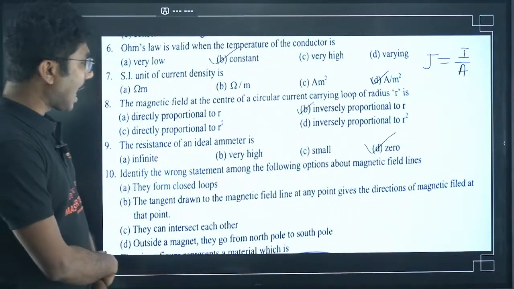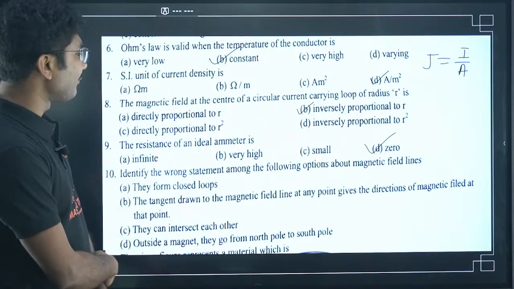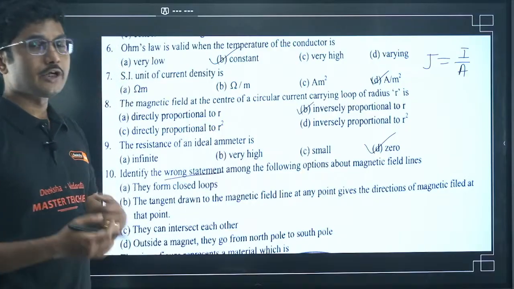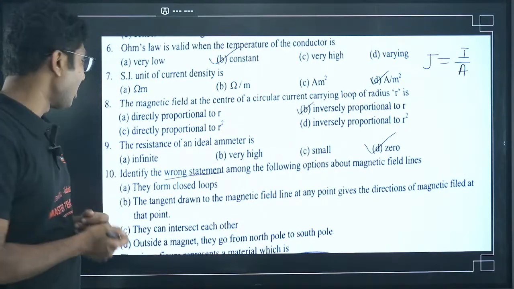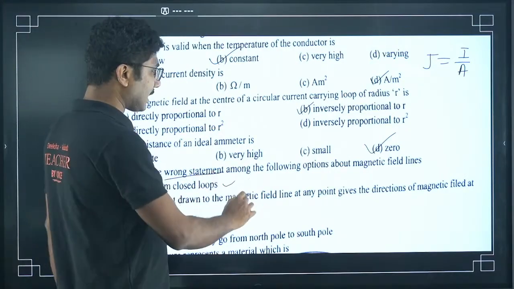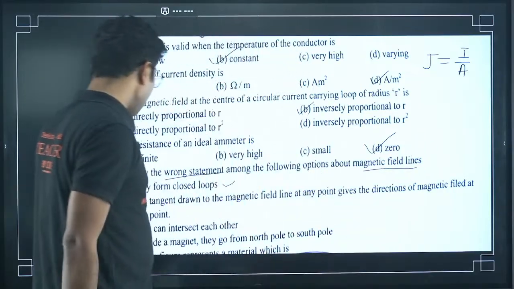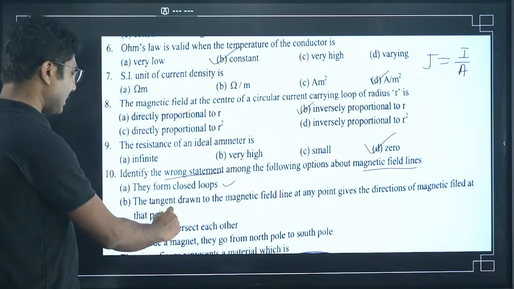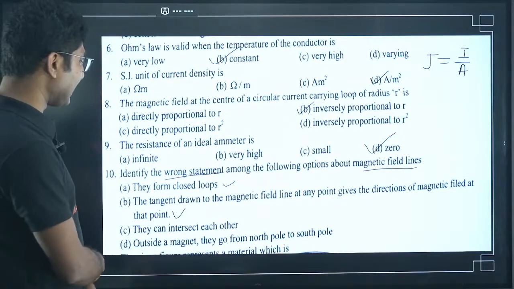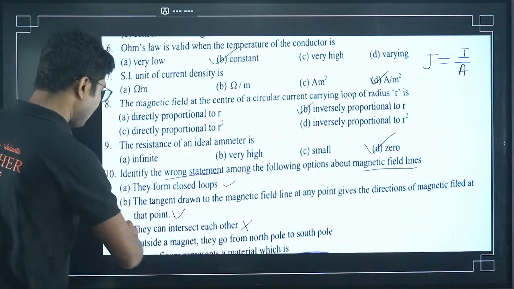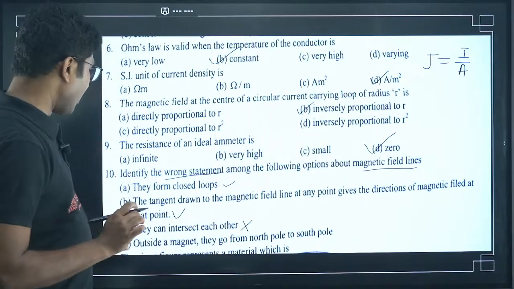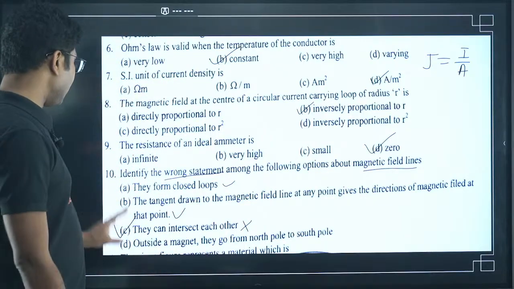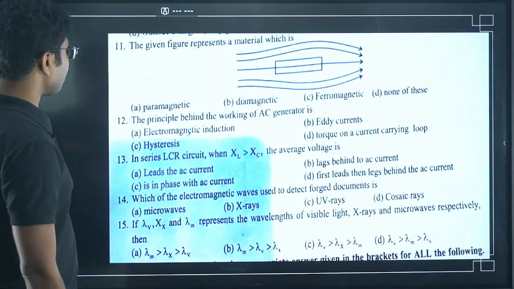Identify the wrong statement among the following options about magnetic field lines. First of all, you have to identify the wrong statement. That means 3 are correct, 1 is wrong. They form closed loops. Yes, it is a correct statement. The tangent drawn at a magnetic field line at any point gives the direction of the magnetic field at that point. Yes, this is also correct. They can intersect each other. No, this is not correct, so that will be our answer. Outside the magnet, they go from north to south pole. This is also a correct statement. So the only incorrect statement is that they can intersect each other, which is not possible.